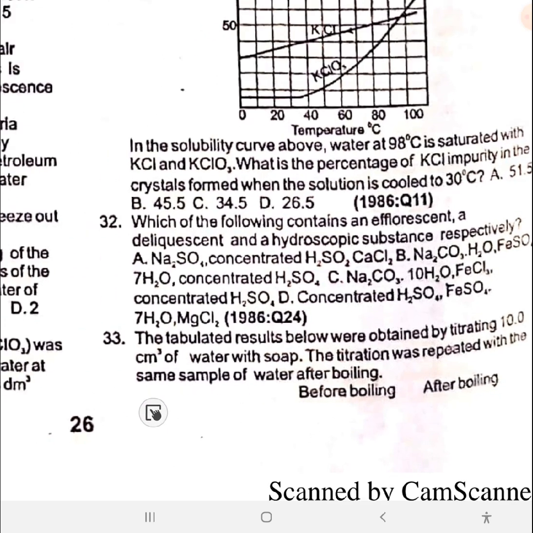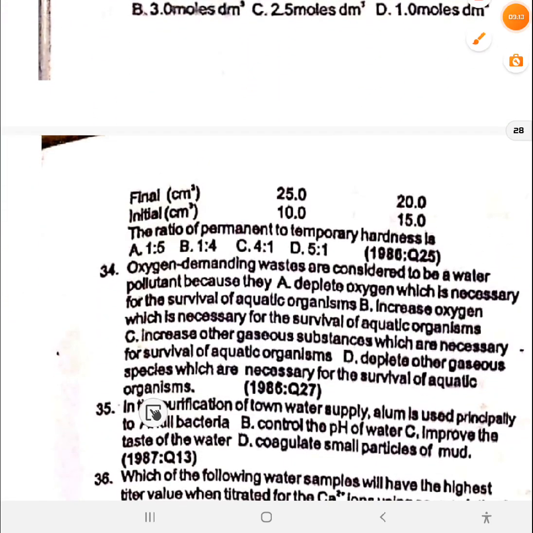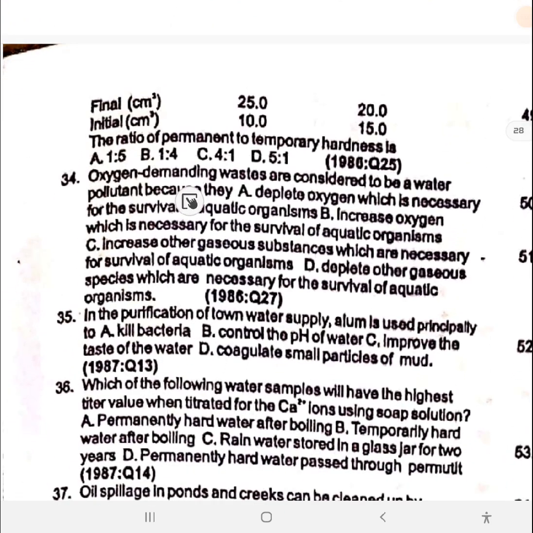33. This has to do with the calculation. Let's run more, so we'll stop this video in the next part. Oxygen demanding wastes are considered to be a water pollutant because what do? They deplete oxygen, which is necessary for survival of aquatic organisms. Option A. 35. In the purification of town water supply, alum is used principally to coagulate small particles of mud.